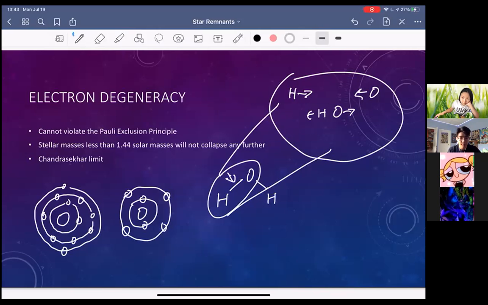Yes, Serena, do you have a question? Is it like a magnet? Yeah, you can kind of think of it like a magnet. The real reason why they're repelled away from each other is not because of magnetism. It's something we call a strong force.